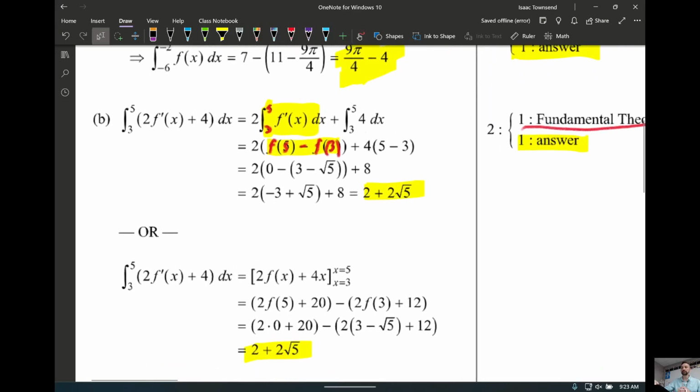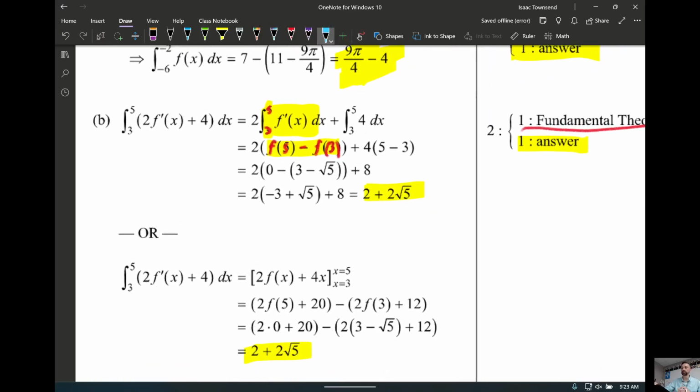And I did not ask anybody this yesterday, but I just know from experience, there's a good chance when you integrated this, you just said it was 4. But the antiderivative of 4 is not 4. This would be 4x, and 4x from 3 to 5 is not 4. It's 8. So be careful integrating a constant. It's not just a constant.